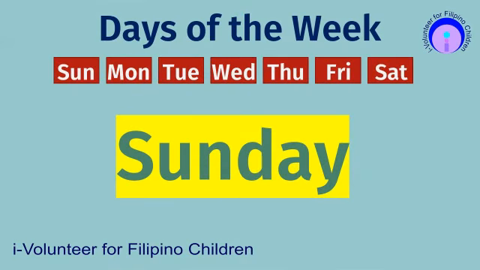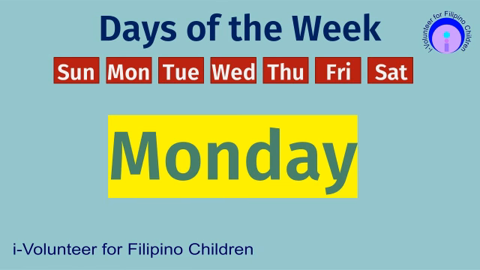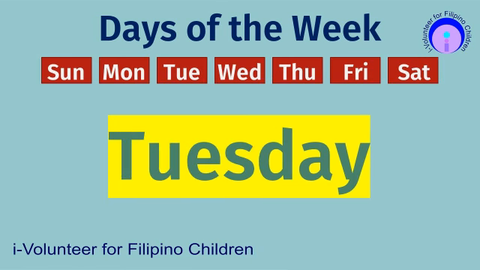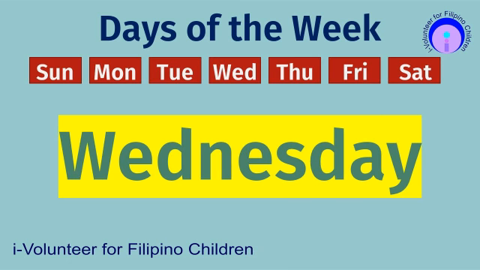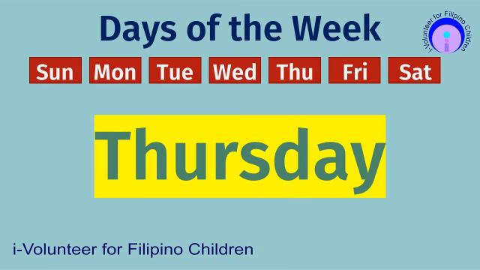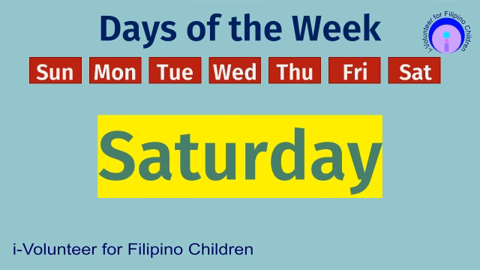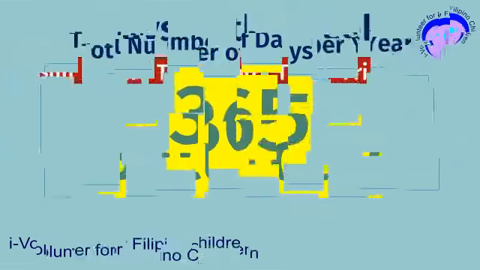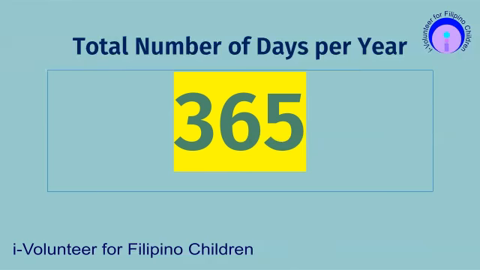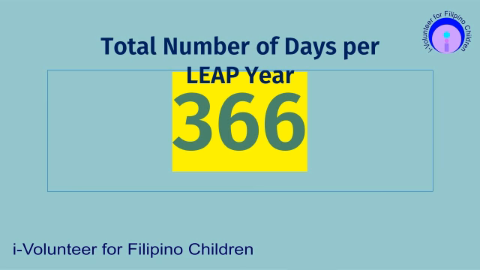Now let's talk about the days of the week, and it starts with Sunday, Monday, Tuesday, Wednesday, Thursday, Friday, Saturday. For every ordinary year, we have 365 days. Otherwise, if it is a leap year, it has 366 days.